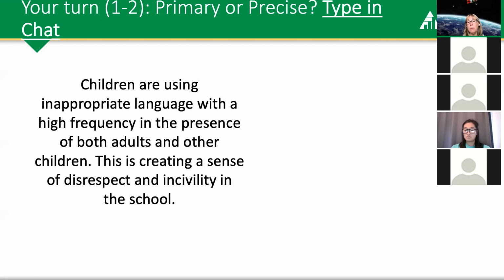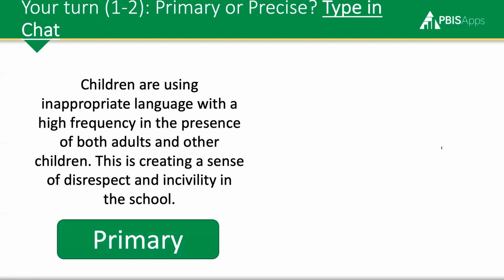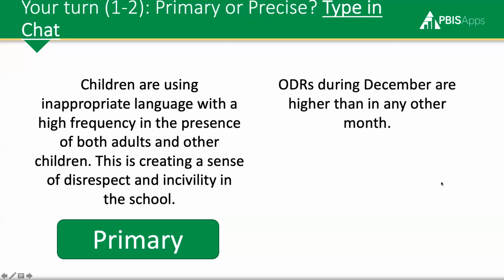So would that be primary or would that be precise? And the answer is it would be primary, because we need to know all of the answers. We need to know the who, what, when, where, and why. We haven't answered the who, we haven't answered the when, we haven't answered the where. Children says, okay, which children? All the children, or is it children in a certain grade? So it's missing the who, the when, the where, and the why. So it sounds good, but it's missing a lot of key components.